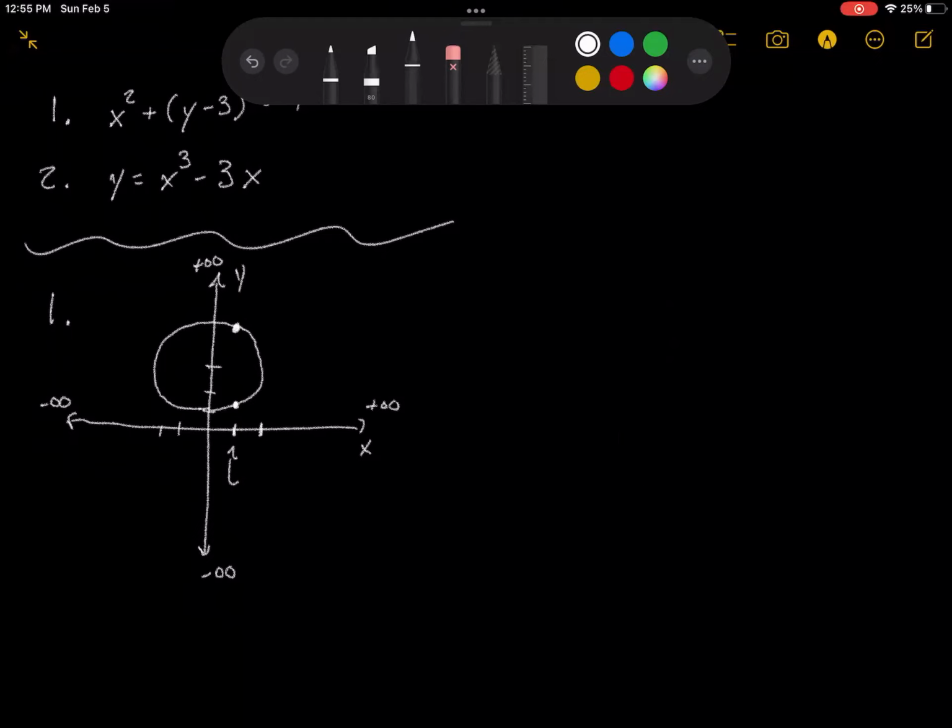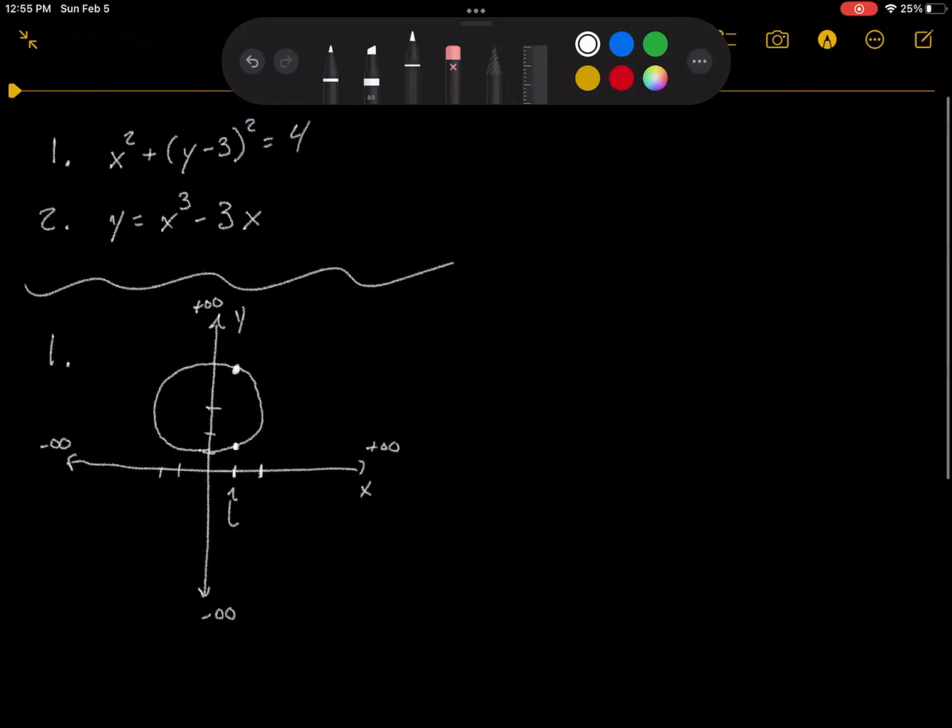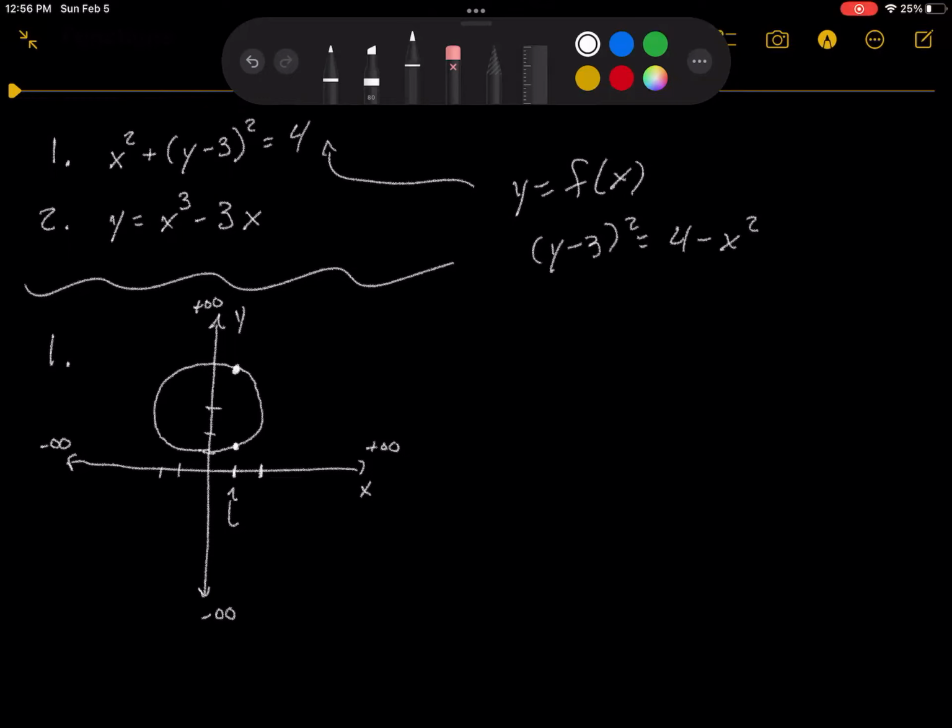In fact, let's try to write this equation as y equal to a function of x. If I rearrange this and solve, y minus 3 squared is equal to 4 minus x squared. I take the square root: y minus 3 is equal to plus or minus the square root of 4 minus x squared. And this is the reason why I wouldn't be able to write it as a function as it stands. I pick up this plus or minus, so I get two different y values for a single x value. So let's just choose the positives.